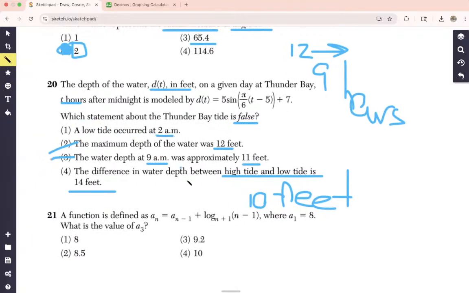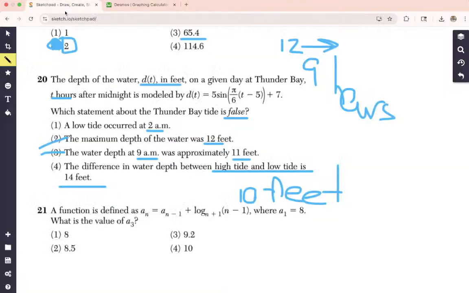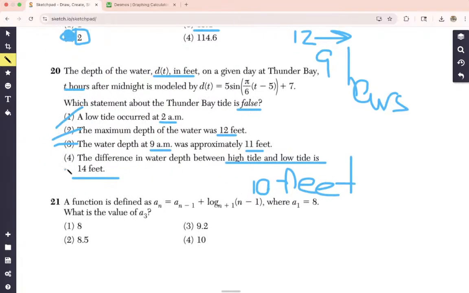A low tide occurred at 2 a.m. All right, let's take a look at 2 a.m. This is true. A low tide did occur at 2 a.m. Boom. Number 4 is our answer.